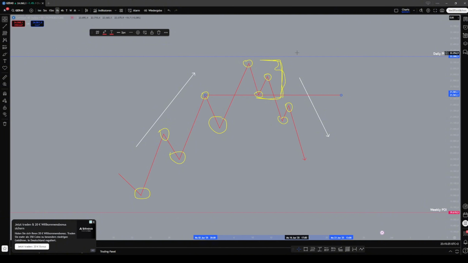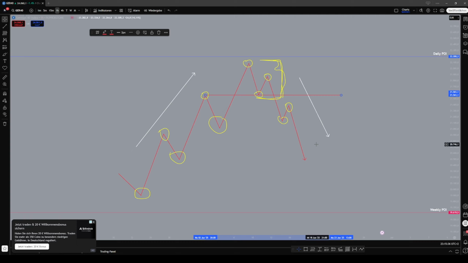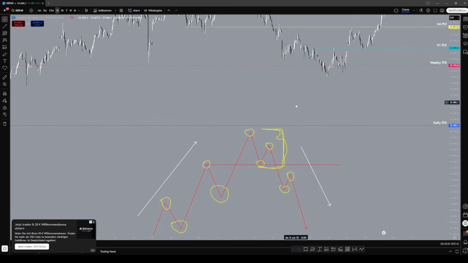So just to keep in mind, just because we are forming lower highs and lower lows, it doesn't mean that we already have a major downtrend. So the price didn't shift in here already, but it shifted when we broke below this support zone here. So just to keep in mind. And now I want to show it to you on my price chart.